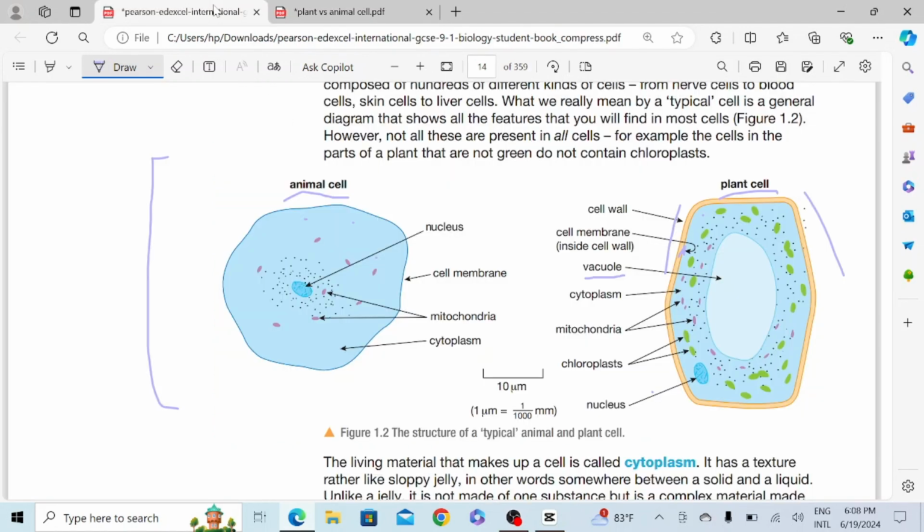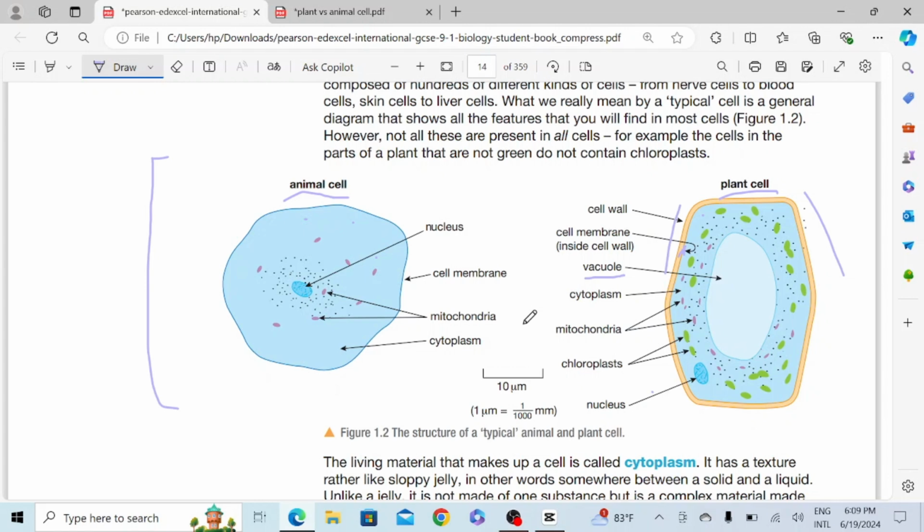Let's go back. So these are the basic points. Let's go over it again. Animal cells do not have a fixed shape, but plant cells have a fixed shape.